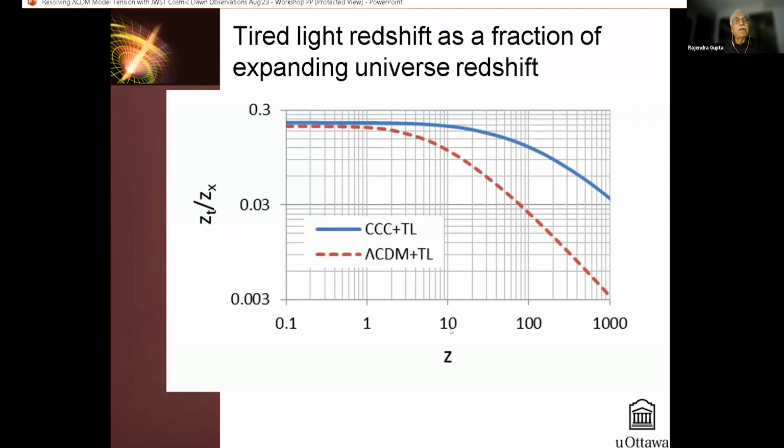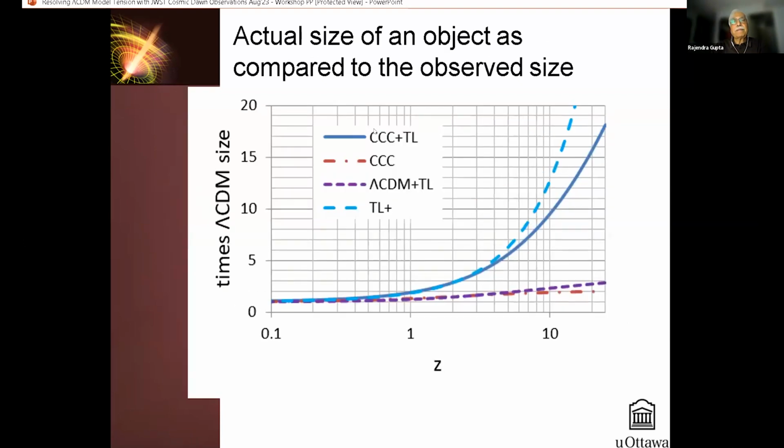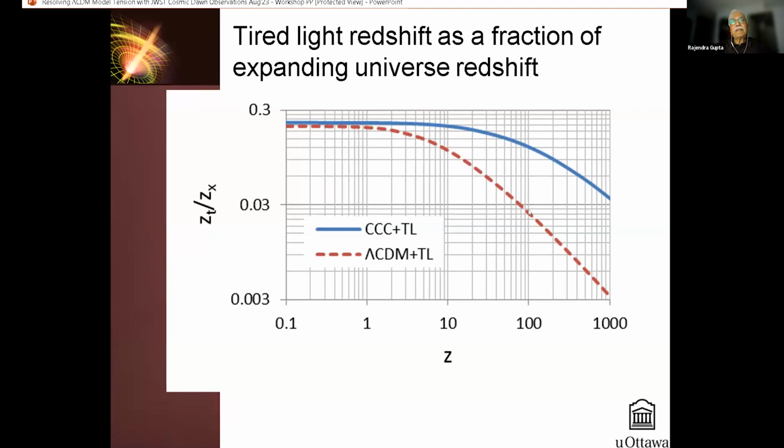Now, twilight as a fraction of expanding universe redshift. This one, again, shows how much contribution is coming from twilight and how much is coming from the expanding universe. It remains almost constant for a significant time here in case of CCC plus TL compared to lambda CDM, but both have a significant contribution coming from the twilight. But at higher values, the twilight contribution becomes much smaller than in the expanding universe model.